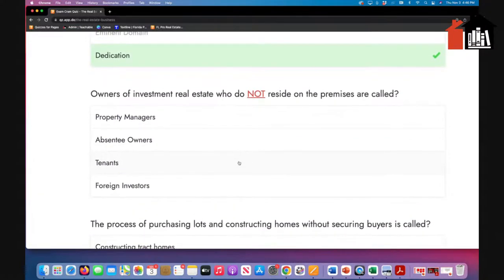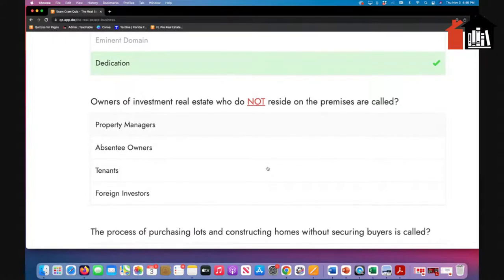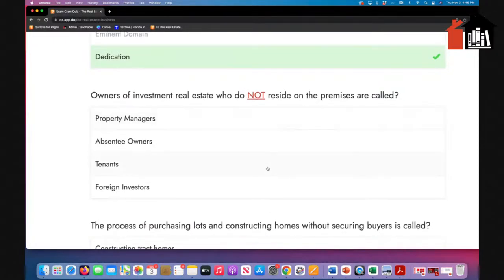All right, let's look at this next one. Let's see if we can get this one. Some are jumping out fast, it's okay. Owners of investment real estate who do not reside on the premises are called what? Look at that one closely, Haley.